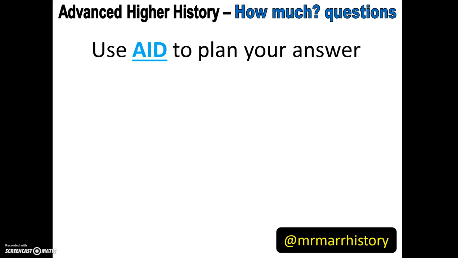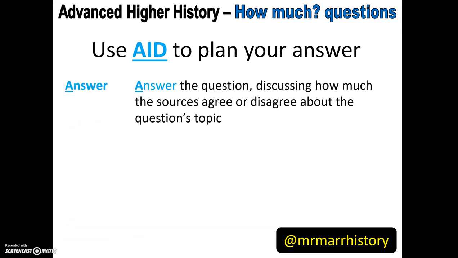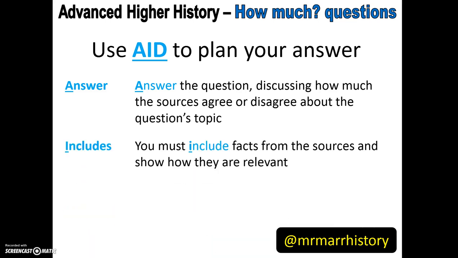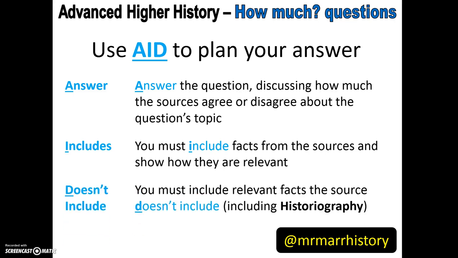As has been noted, these are very similar to a how fully question, and as such you may wish to answer using a similar format. AID takes us to the answer. We answer the question first, discussing how much the sources agree or disagree about the overall topic. We then go to the I from AID, which is includes, and you simply want to give information from the sources and show how they're relevant to the question. And finally, the D for AID talks about what it doesn't include. This is where you can give information from your own knowledge and also the views of historians.